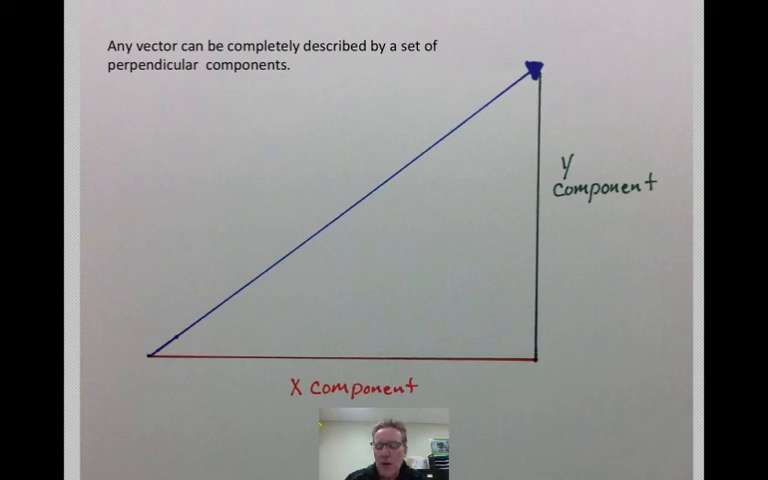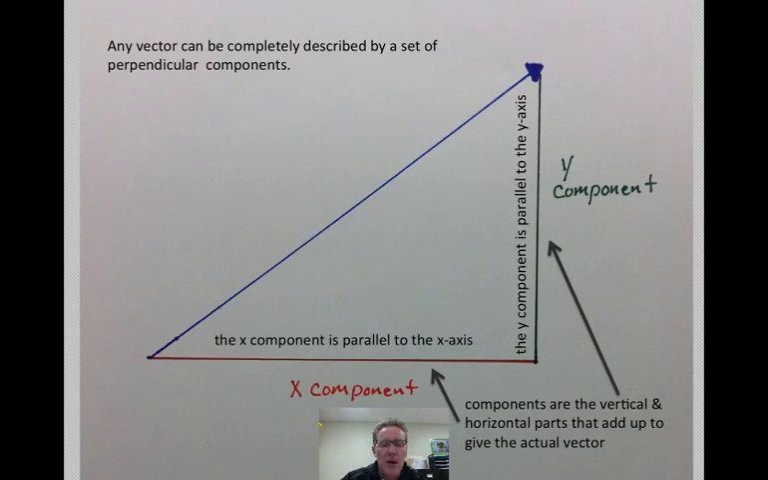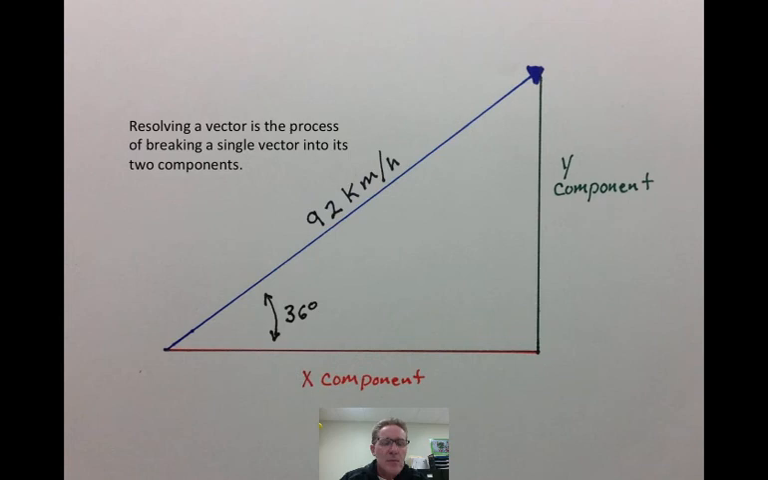So the x component is the horizontal component, and the y component is the vertical component. And so the x component, please don't think it has to be on the x-axis. It just simply means it's parallel with the x-axis. And then we could say the same thing for the y component. It just means it's a component that is going to be parallel with the y-axis.